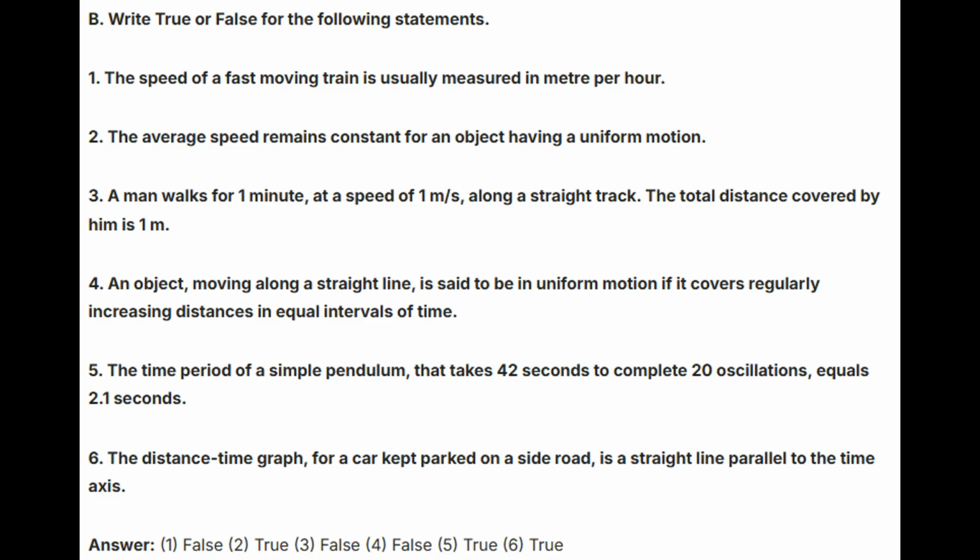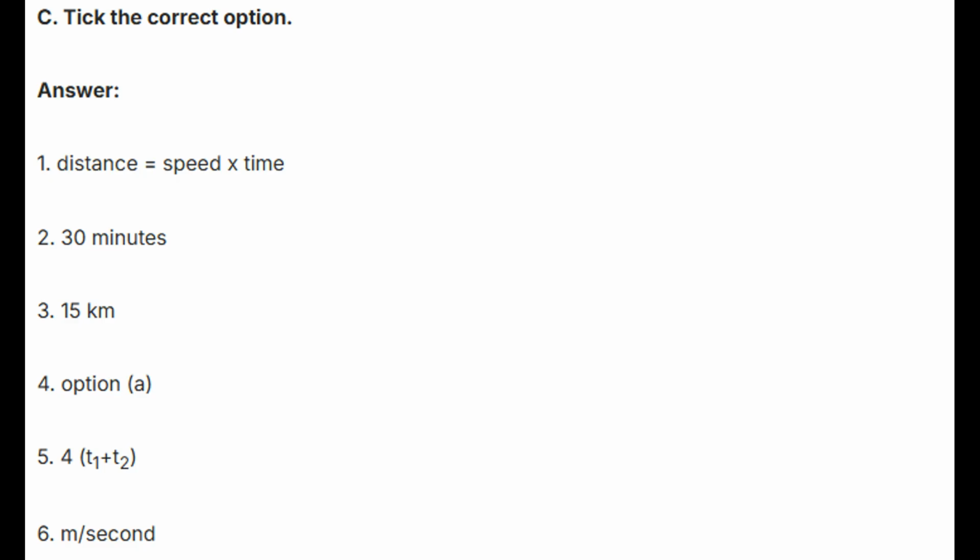False. Fourth, an object moving along a straight line is said to be in uniform motion if it covers regularly increasing distances in equal intervals of time. False. Fifth, the time period of a simple pendulum that takes 42 seconds to complete 20 oscillations equals 0.1 seconds. True. 6. The distance time graph for a car kept parked on a side road is a straight line parallel to the time axis. True.